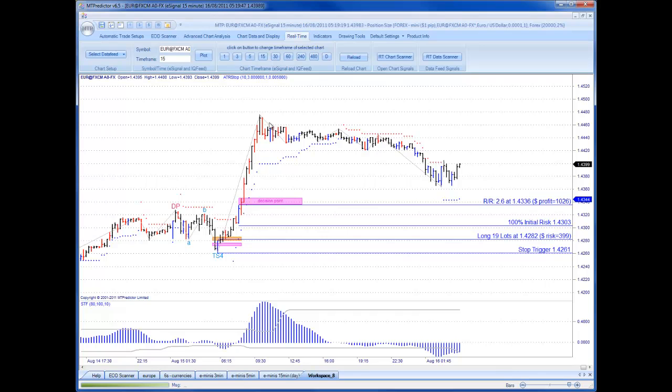So I want to look at how to use the larger degree trend. In this case, on the 15-minute chart, it would be the 60-minute chart, to look to manage the trade a little bit, or allow it to run a little bit further.